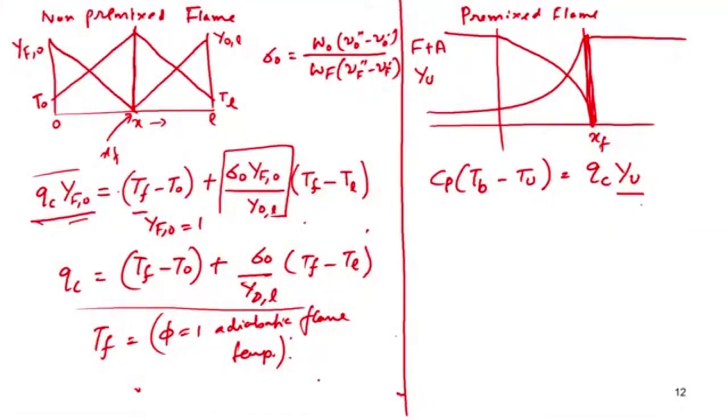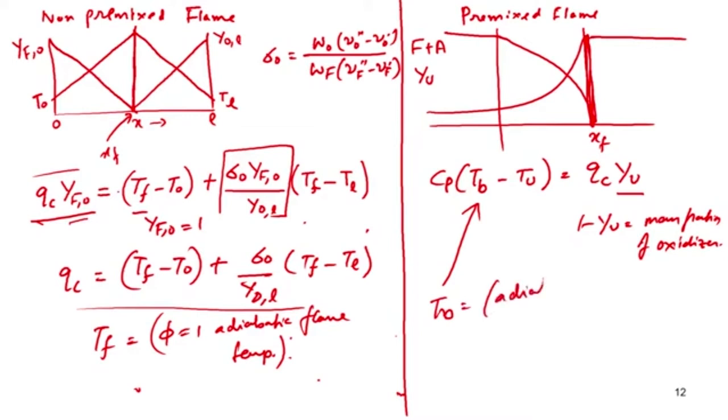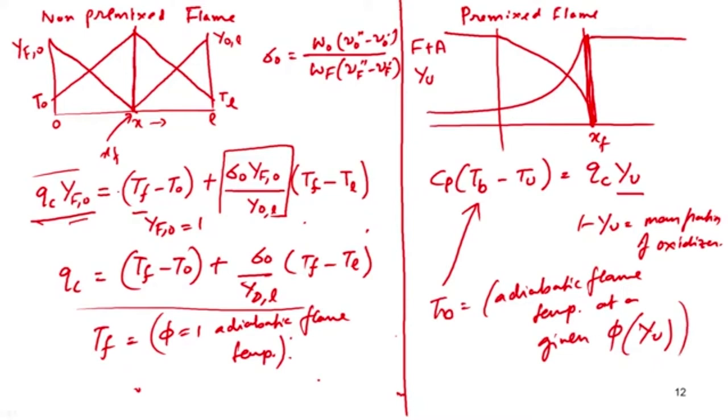But this YU here, you see, it can never be equal to 1. The reason is that 1 minus YU is equal to your mass fraction of the oxidizer or the air. YU can never be 1 because this is mixed with the oxidizer. So, it is always less than 1. As a result, this temperature is still the adiabatic flame temperature because there is no heat loss. But this is the adiabatic flame temperature at a given phi, which is a function of your YU. So, depending on the equivalence ratio, now you can essentially control your Tb or Tb0.